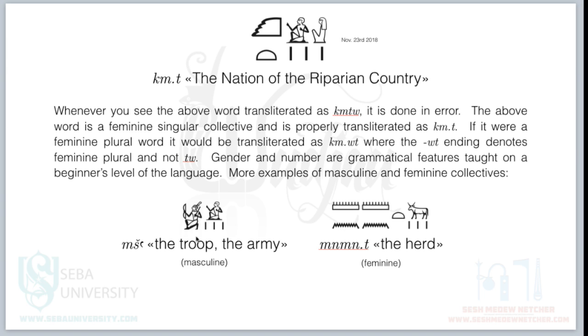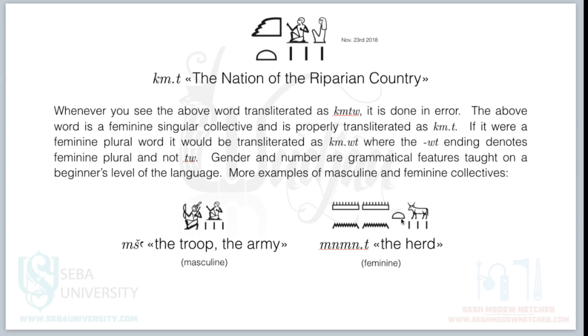So here are two examples. We have Masha, the troop. It's called a collective because collective words, or collective substantives, are words that treat many things as one unit, a group of things, a group. So the troop of the army. The reason why it is singular is because it is treated as singular syntactically, which means that in sentences, this will reflect in the singular.